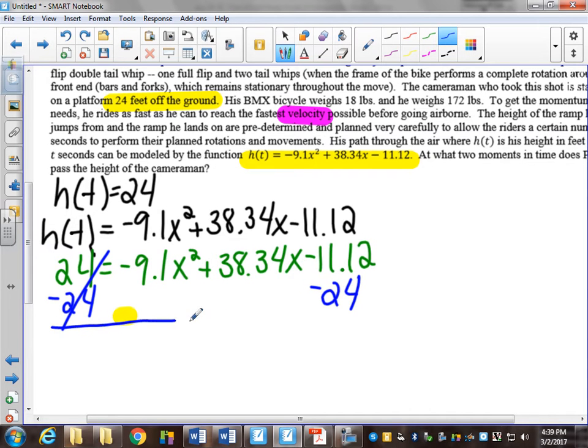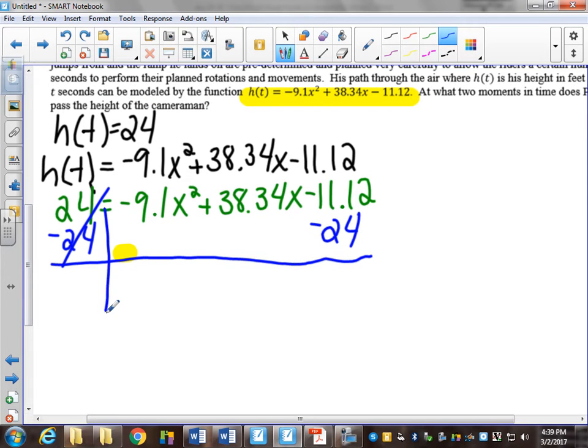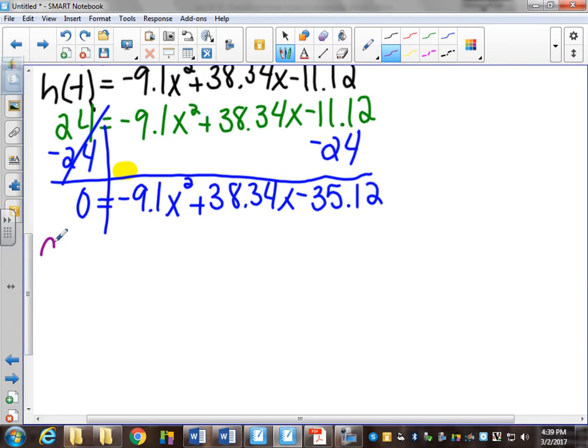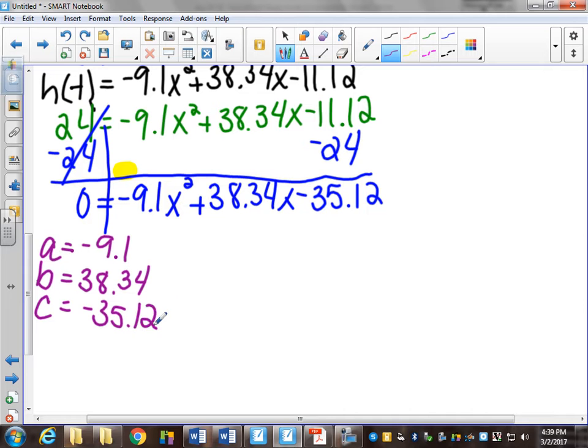Because we want this whole thing to set equal to 0 in order to figure out our a, b, and c and use the quadratic formula. Negative 11.12 minus 24 gives you a negative 35.12. Okay, so now we know we have our a, b, and c. My A, negative 9.1, B, 38.34, C, negative 35.12.